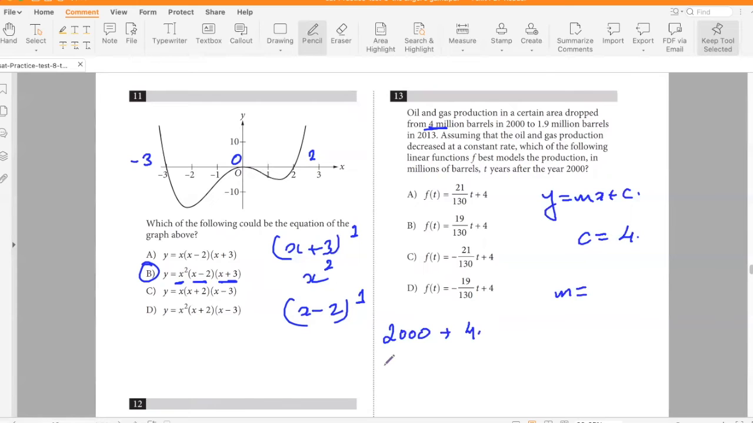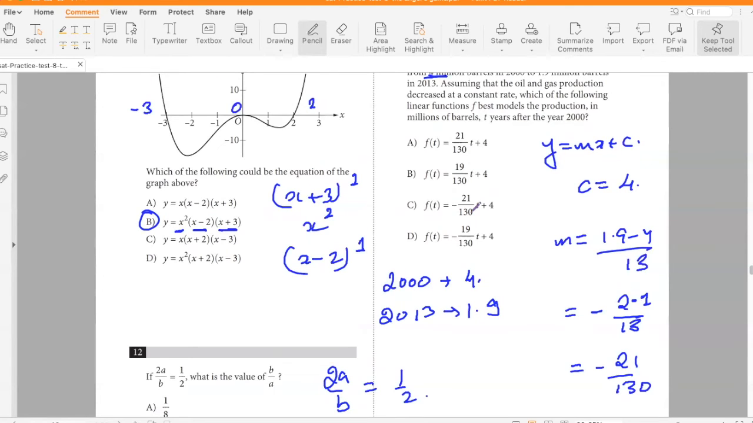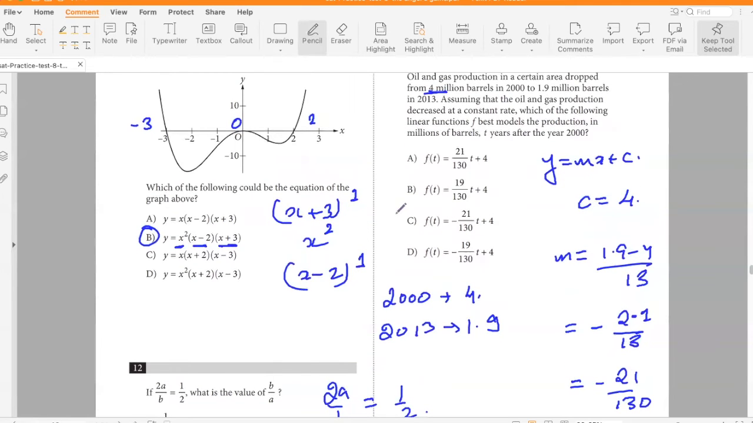And to find the slope, I can say in 2000, it was 4 million barrels, and in 2013, it was 1.9. So that would be 1.9 minus 4 divided by 13. So that would be negative 10 minus 9, 1, divided by 13. So that would be negative 21 by 130. So y is negative 21 by 130 t plus 4. So that would be option C.